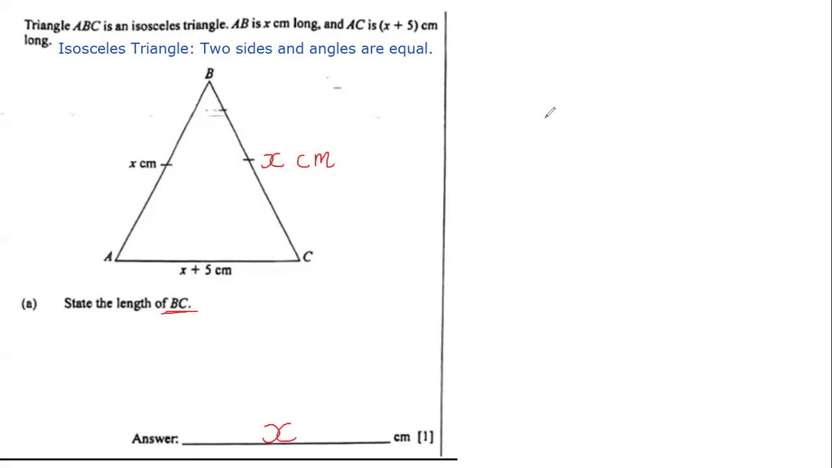Why is BC equal to X centimeters? Because it is an isosceles triangle, so the two sides and the angles are equal. Very good. An isosceles triangle means that two sides and two angles are equal. That's the idea. Let's move on to the next question.